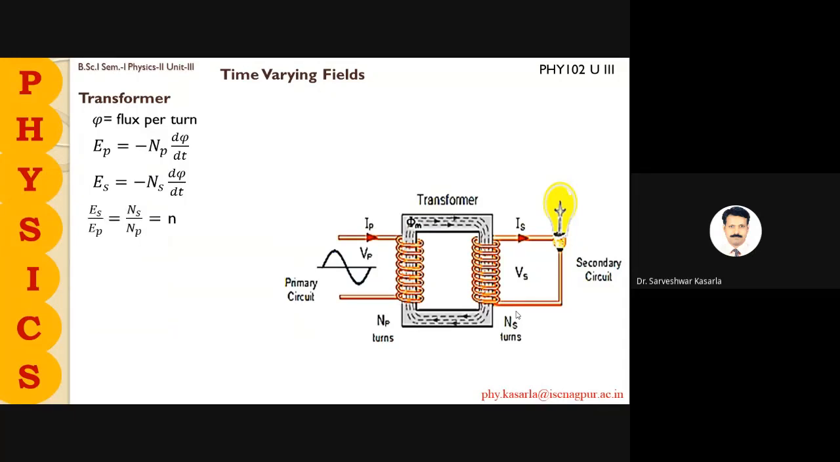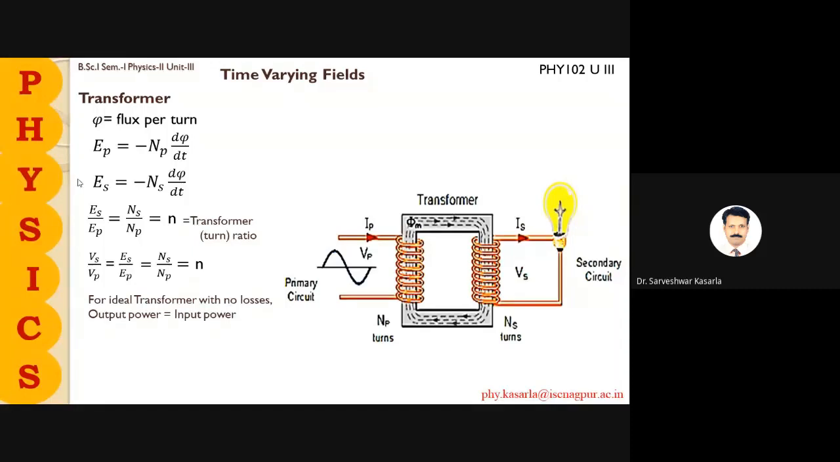So Es upon Ep is equal to Ns upon Np is equal to n, which is the ratio of, or simply transformer ratio. Okay. It is a transformer ratio, or say turn ratio. Number of turns in secondary to the number of turns in primary is called the turn ratio. So that is the important factor. Again, we can write like this: voltage across secondary upon voltage across primary will also be equal to that. For ideal transformer, output power is equal to input power.